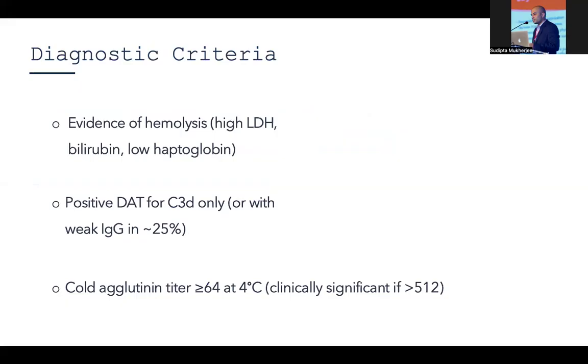So, the diagnostic criteria are evidence of hemolysis, that is high LDH, high bilirubin, low haptoglobin, along with a positive DAT test for complement 3 only. There can be very weak IgG positivity in up to 25% of cases, but mainly it's a complement 3 associated disease. The cold agglutinin titer should be more than 64 at 4 degrees temperature, but in clinically significant cases, the titer is more than 512.